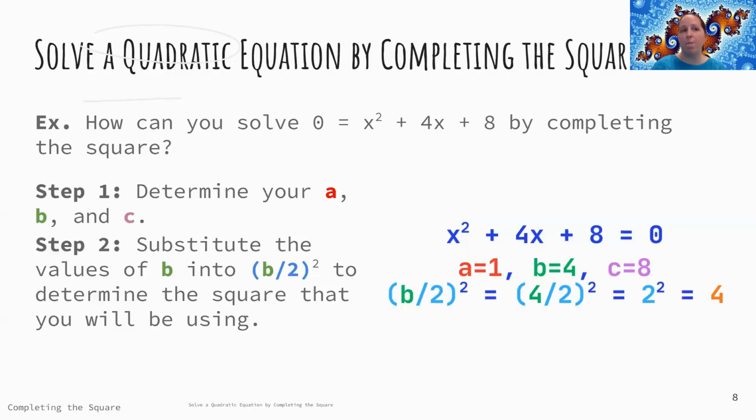2 squared is 4. Okay. These are the two numbers that we're going to be using when we create our binomial, as well as when we're completing the square. So we want this 4 for completing the square, and we want the 2 when we're going to write our binomial.